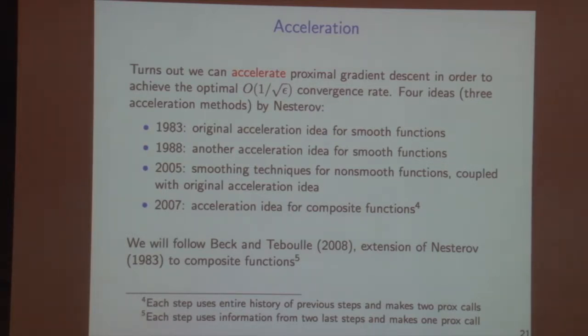And all throughout is the idea that if we use more than just the last iterate, if we use more information than just where we've been in the last step, and we carry some kind of momentum across iterations, then we can actually accelerate the convergence rate of, say, gradient descent or proximal gradient descent from 1 over epsilon to 1 over the square root of epsilon. And from something we saw earlier, that's actually the optimal convergence rate for first-order methods. So in terms of rates, we can't do better than that.